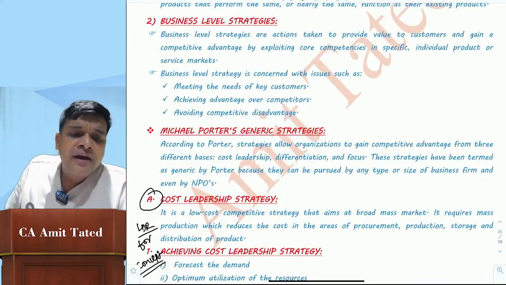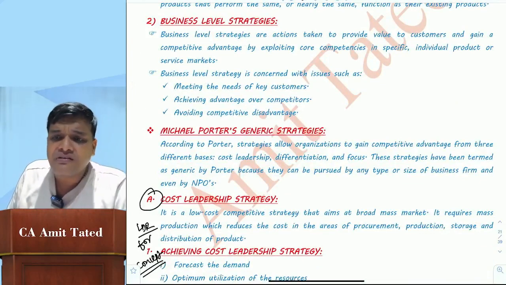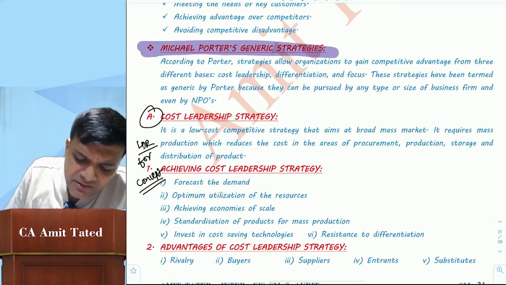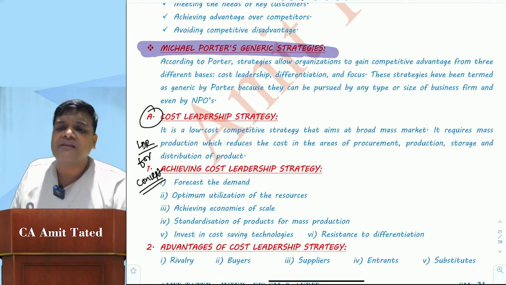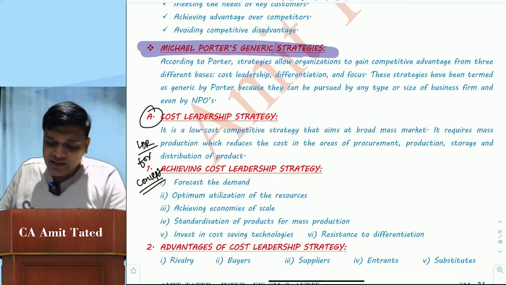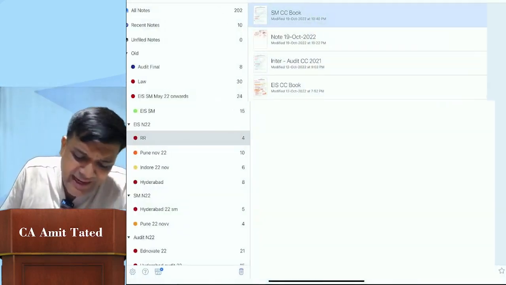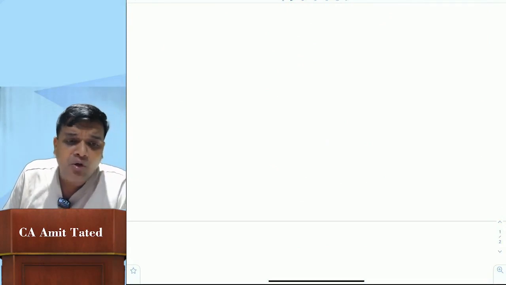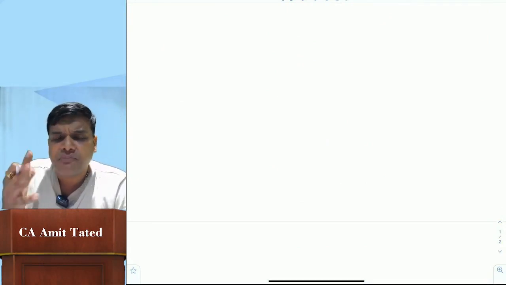Now we are focusing on business level strategies. Who explained this? This is explained by Michael Porter. Now what are the business level strategies? Let's discuss these very clearly. Let me give you a first example of business level strategy and then I will discuss all the points with you. Everybody with me. In the next 10 minutes, this chapter will be over.